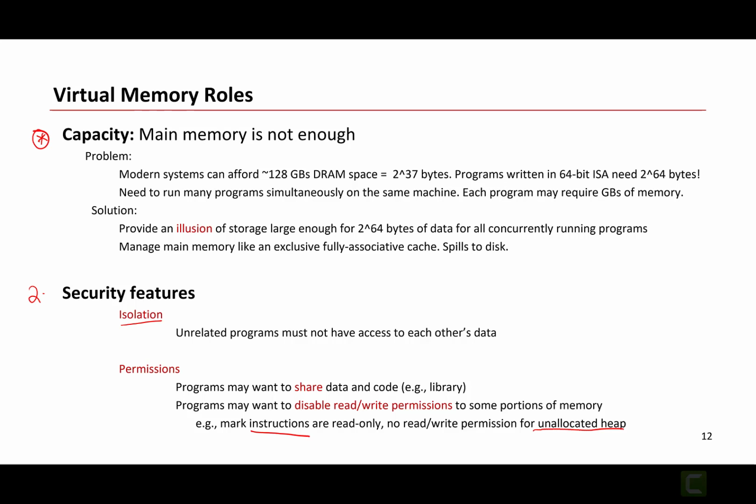And so when your program tries to access an unallocated heap, it's better to raise an exception instead of continuing with the program execution incorrectly, grabbing some random data. So that's why you would see segmentation fault, and we'll see how virtual memory can help implement those functionalities as well. So first, let's focus on how to provision sufficient capacity for your programs.